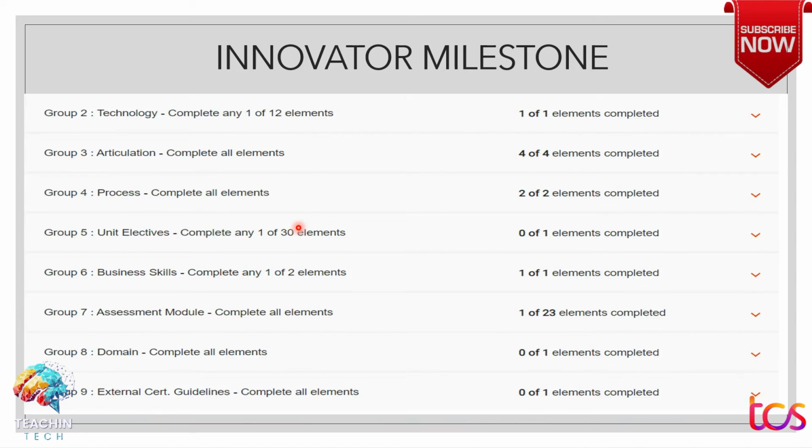When you go into the 10205, you can find groups like this. This is core full stack. This is for articulation. This is for the process. This is for the unit electives for internal. This is for business skills. This is for the domain. Domain is not needed. This is for external certifications. So here we have unit electives and external certifications.